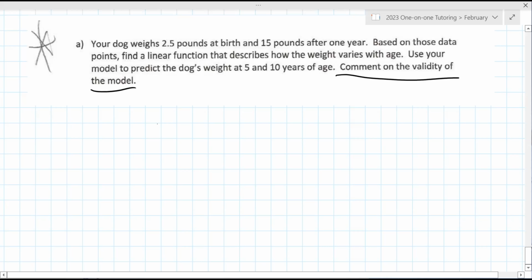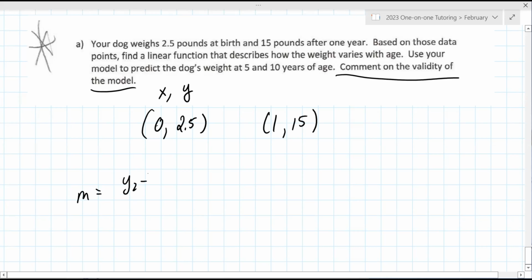Okay, so we need two data points. Birth, so that's X, and then the Y is the weight, is 2.5. And then after 1 year, it's 15 pounds. So we're going to use this to find the slope. Y2 minus Y1 over X2 minus X1, 15 minus 2.5 over 1 minus 0.